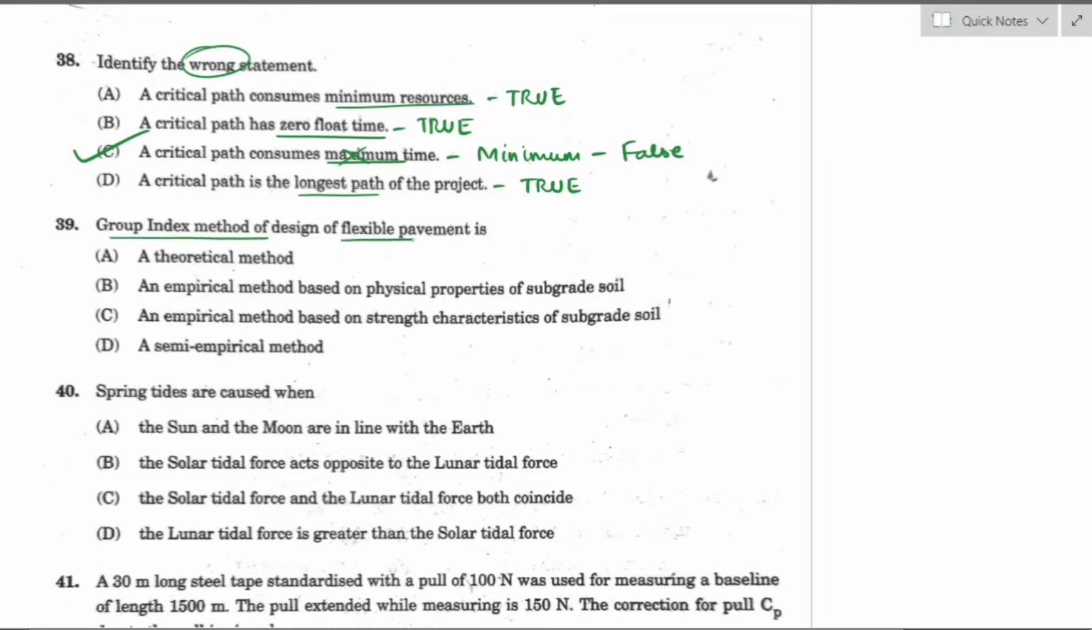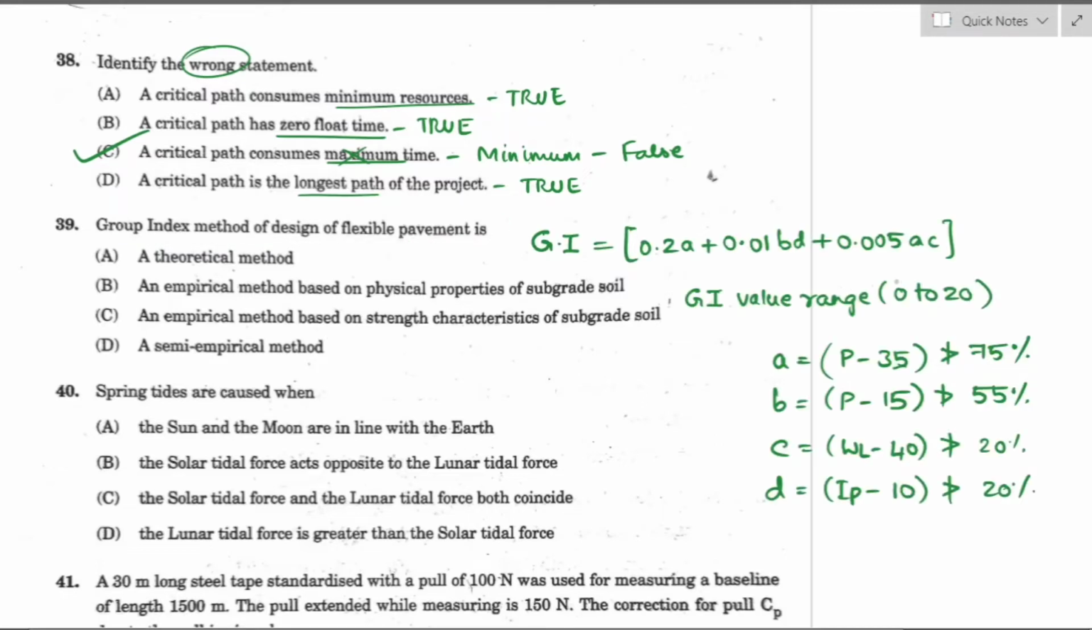Question number 39. Group index method of design of flexible pavement is. And this is the group index formula for the design of flexible pavement based on liquidity index and plasticity index and percentage of the soil fraction passing through different sizes. So group index method is an empirical method based on physical properties of subgrade soil. Option B is the right answer.